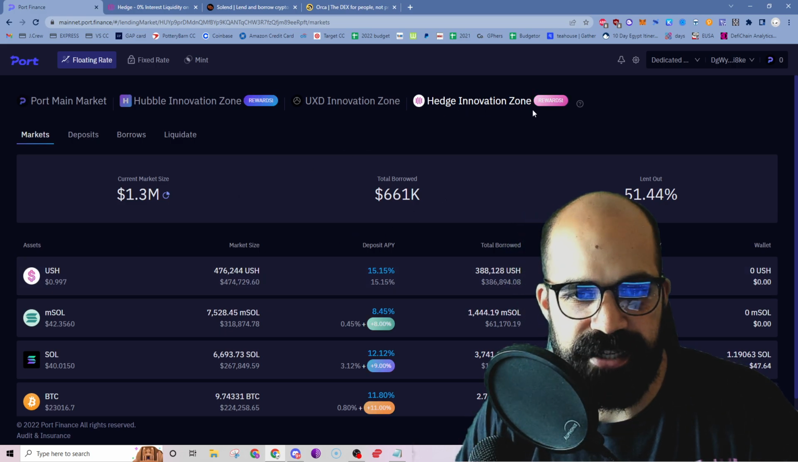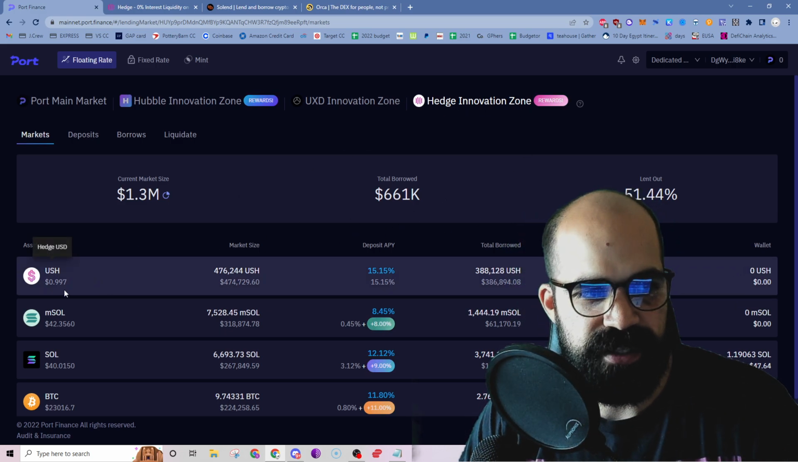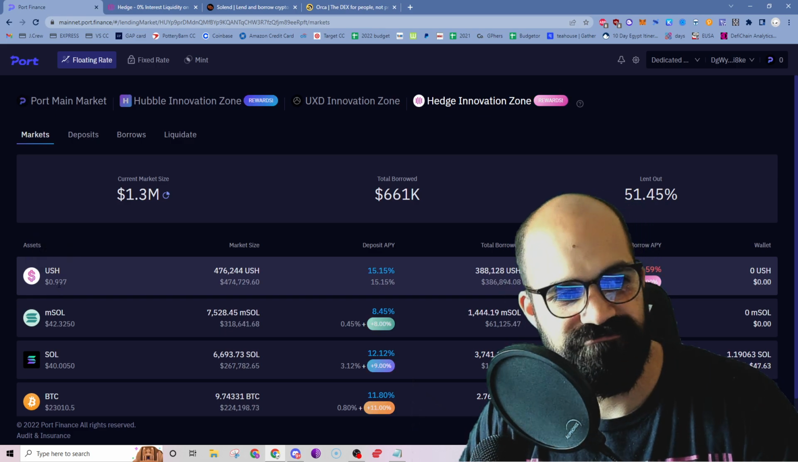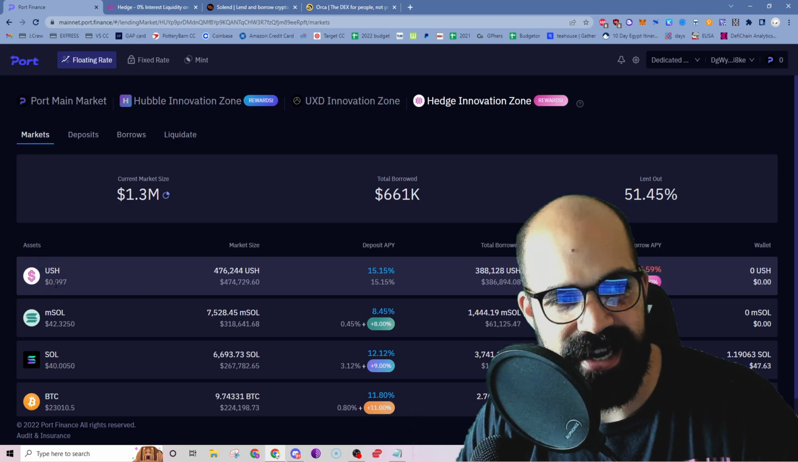So in the Hedge Innovation Zone, you can see USH currently 0.3% off peg, 99.7 cents.